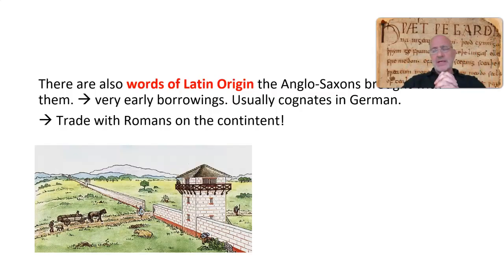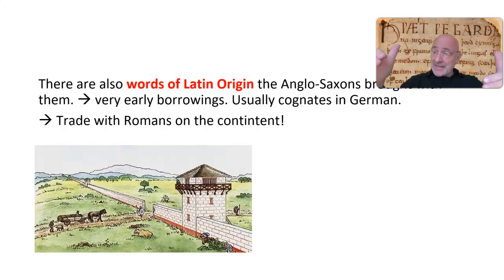But of course, there are also words of Latin origin the Anglo-Saxons already brought with them. Very early borrowings, and we should see that. Even before the Anglo-Saxons emigrated to the British Isles, they were in contact with Roman culture across the limes, for example. Here, the limes, marking the border of the Roman Empire, the German border. They had trade with the Romans, and here we go.